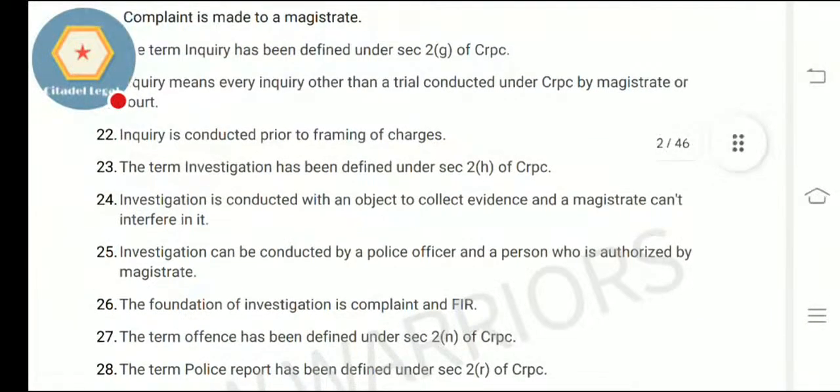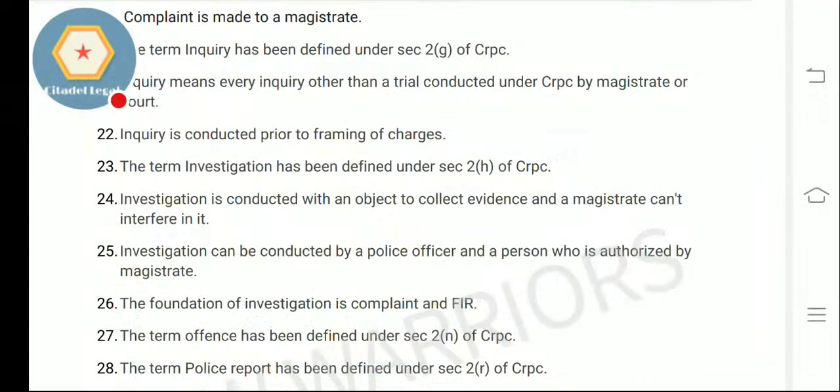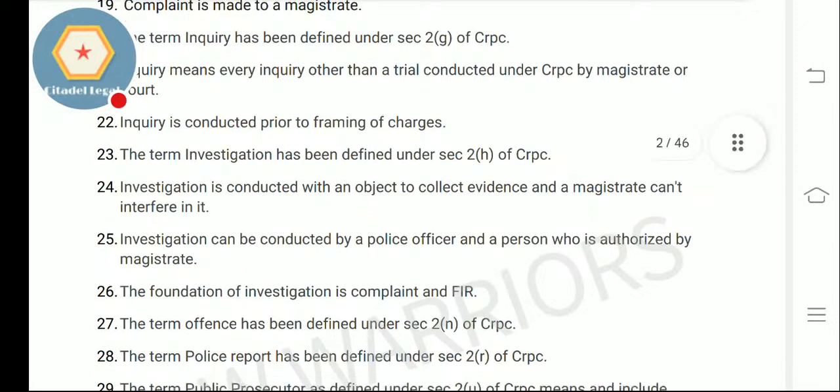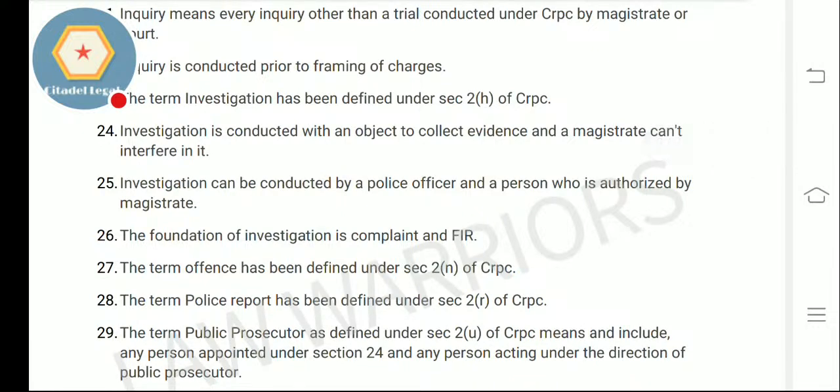25, investigation can be conducted by a police officer and a person who is authorized by a magistrate. So investigation can be conducted by a police officer in general cases, and in special circumstances, if a magistrate authorizes a person, then that person can also conduct the investigation. That's why it has been said that investigation can be conducted by a police officer and a person who is authorized by the magistrate.